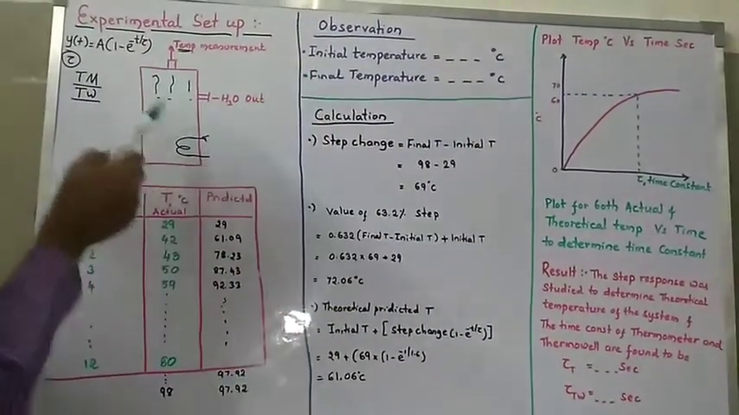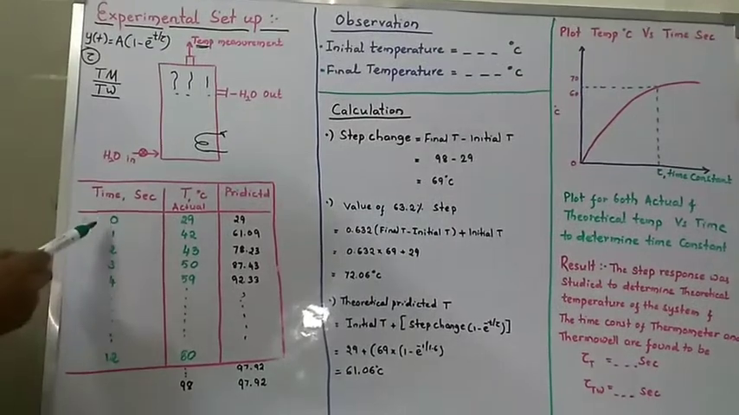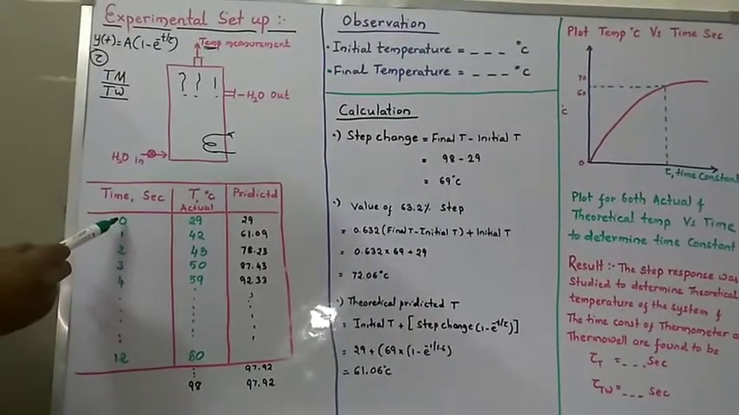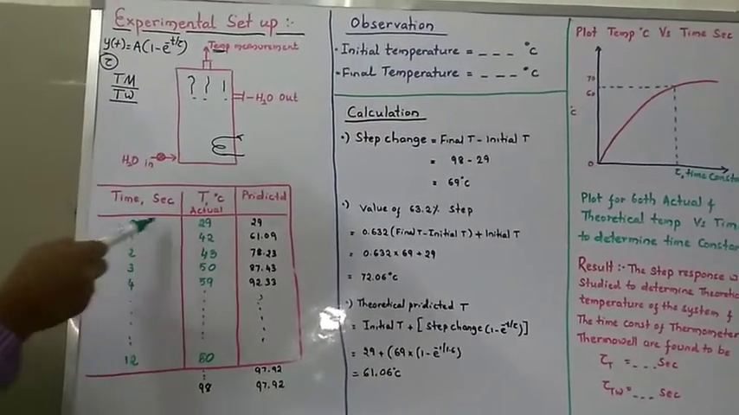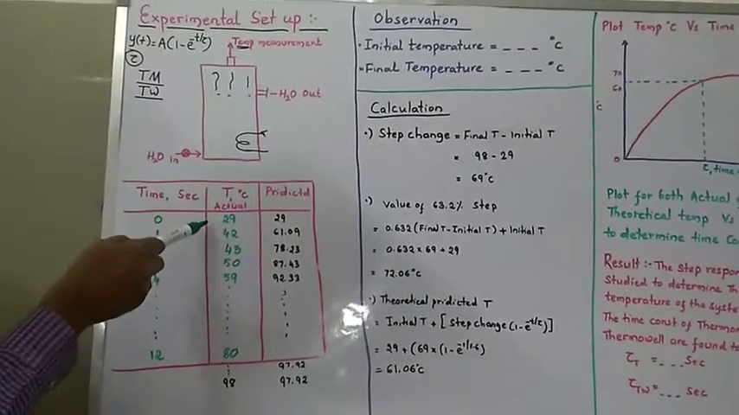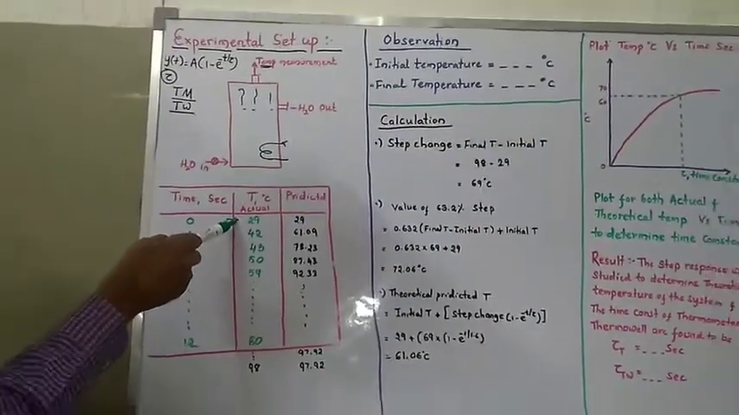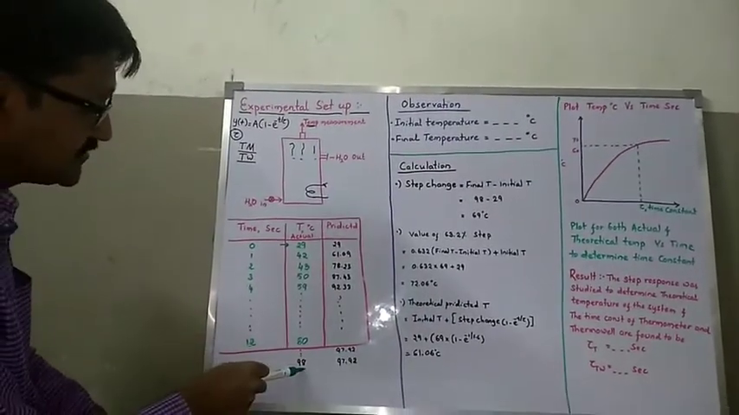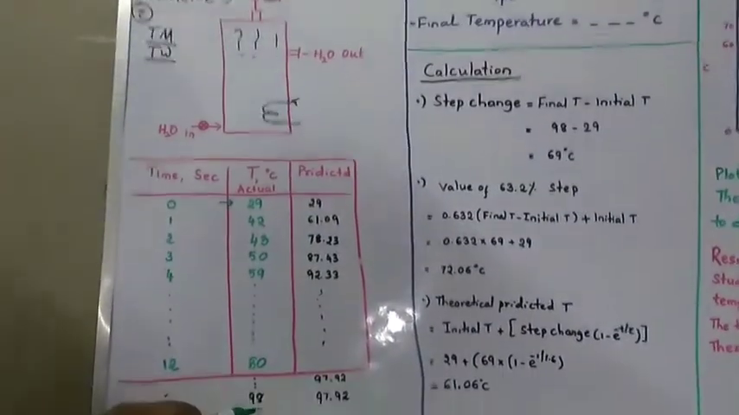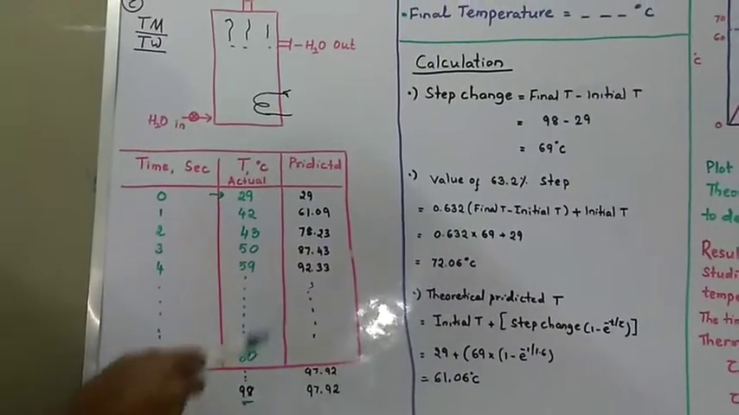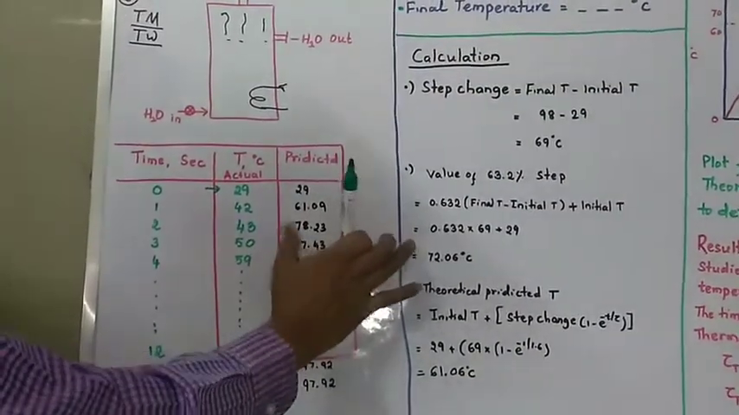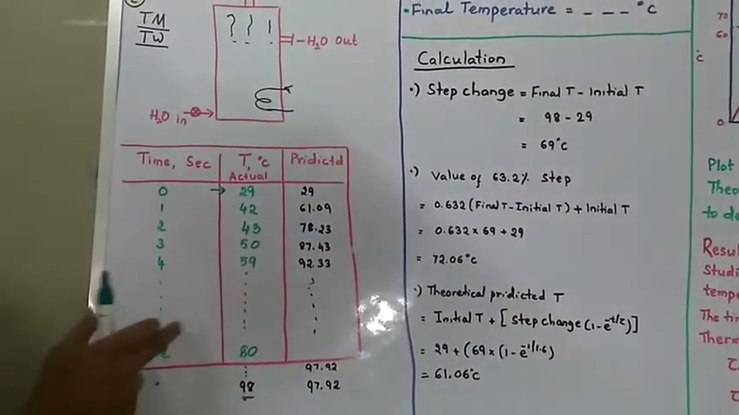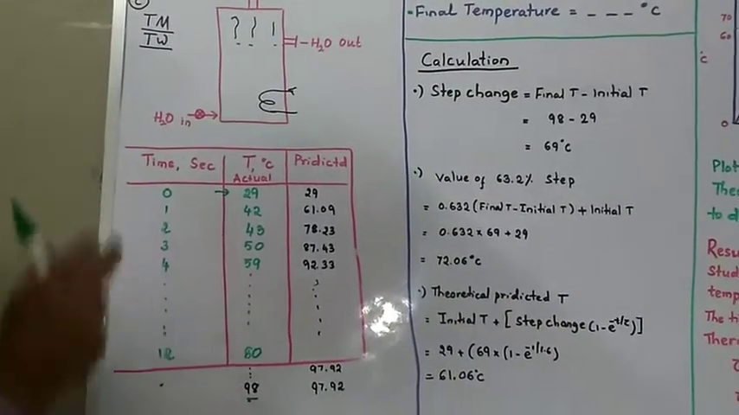See here, once the experiment starts, we are going to note down 0, 29, which means it is before the start of the experiment, the initial temperature, and these are the values. At last, somewhere you will get a value of 98. So this is a value of observation. These two, whatever is written in green, is a value of observation.